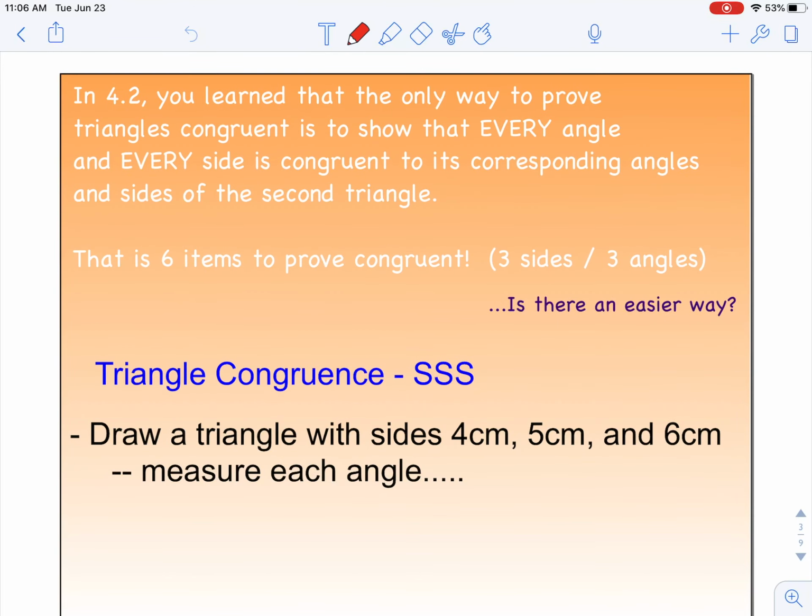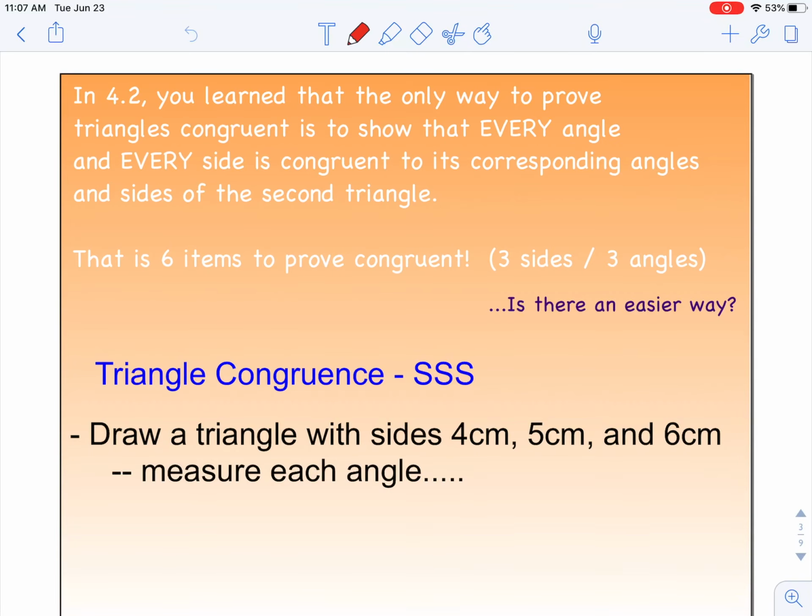In the last lesson, 4.2, we learned that the only way to prove triangles are congruent is to show that every angle and every side is congruent to its corresponding angles and sides of the second triangle. That is, you'd have to show 6 different items to prove congruent. You'd have to show 3 sides are congruent and 3 angles. Is there an easier way? Well, it turns out there is.